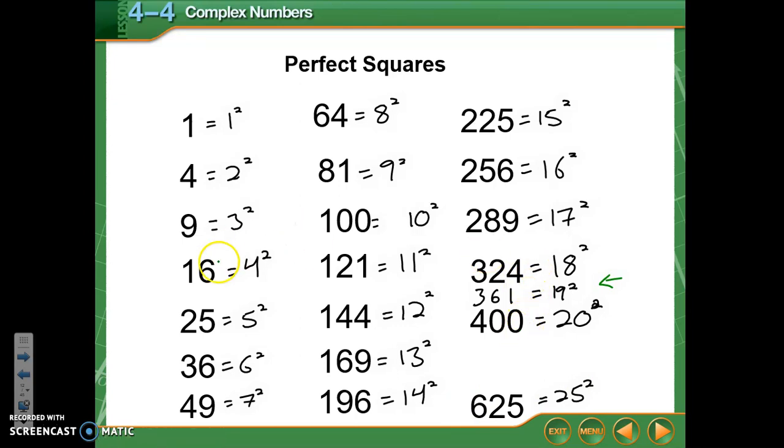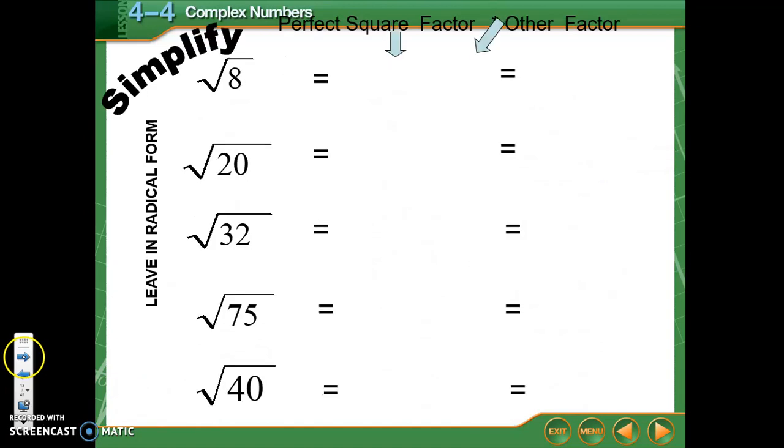Remember, what this means is that if I want to take the square root, for example, the square root of 16 is 4, because 4 squared is 16. The square root of 49 is 7, because 7 squared is 49. The square root of 256 is 16, because 16 squared is 256. You need to know this list.